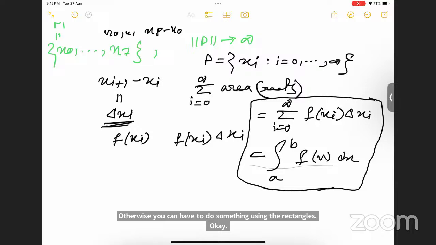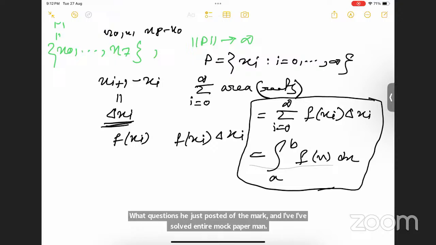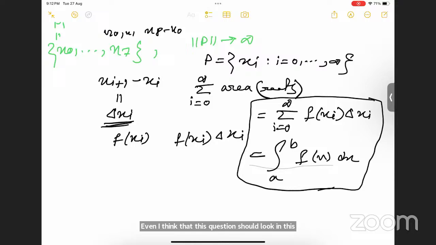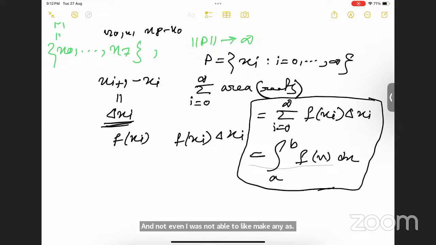Ma'am, what questions did he just post from the mock? I've solved the entire mock paper, ma'am. I think you should look at this question. Either the graph is missing or something. I feel it is missing, because I was not able to make any progress either. I was only able to decide that the first two options will be incorrect, because neither the graph nor the equation is given. They are just asking to estimate an area.